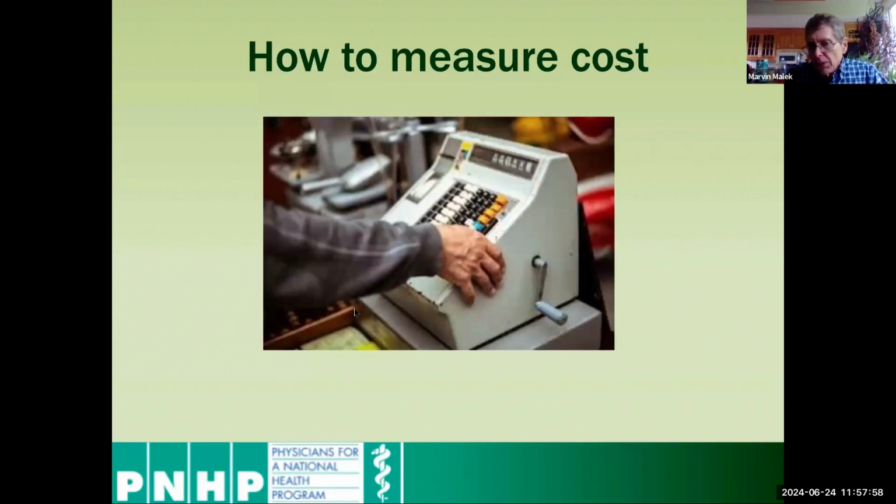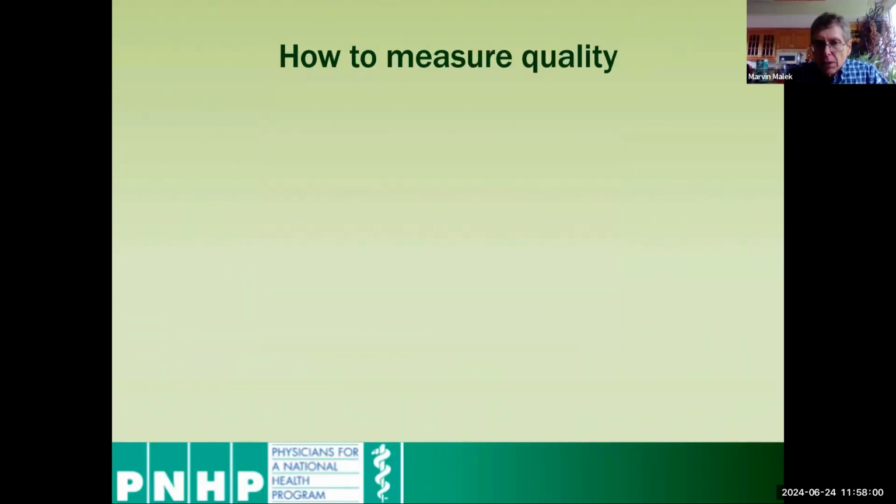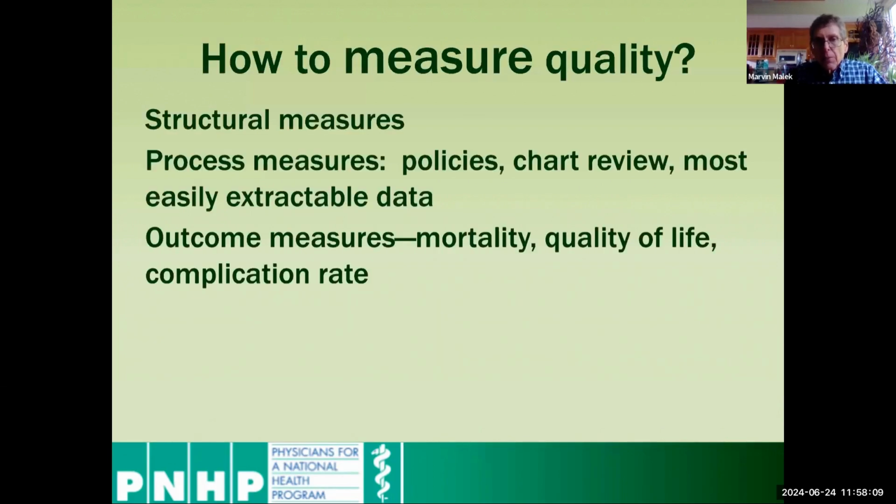How to measure cost is very easy. You just count the dollars. Measuring quality, that's a whole other affair, and measuring quality is problematic. It can be done structurally. Do you have the fire extinguishers on every floor in your hospital? Process measures: do your employees know how to use the fire extinguisher? Do they know how to respond to a cardiac arrest? A lot of that is through chart review, usually fairly easy data to get a hold of.